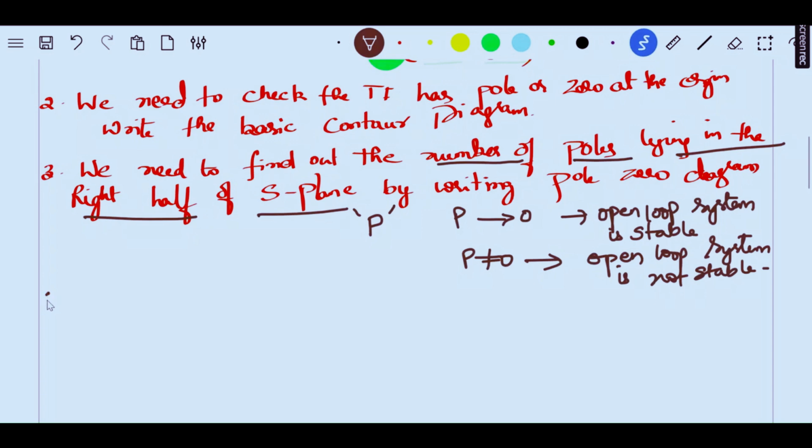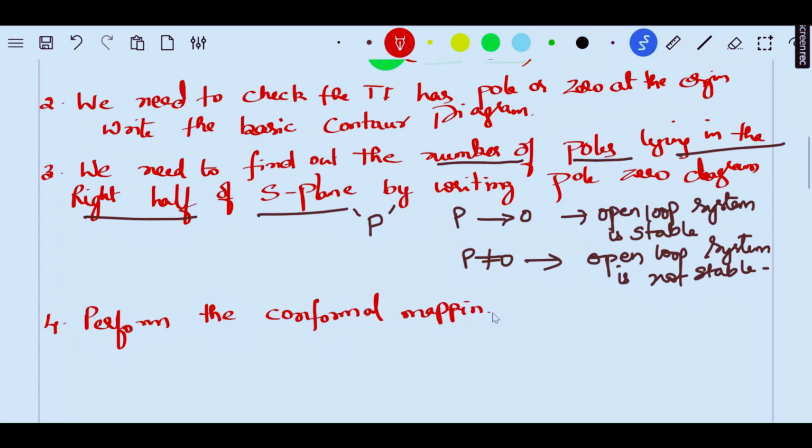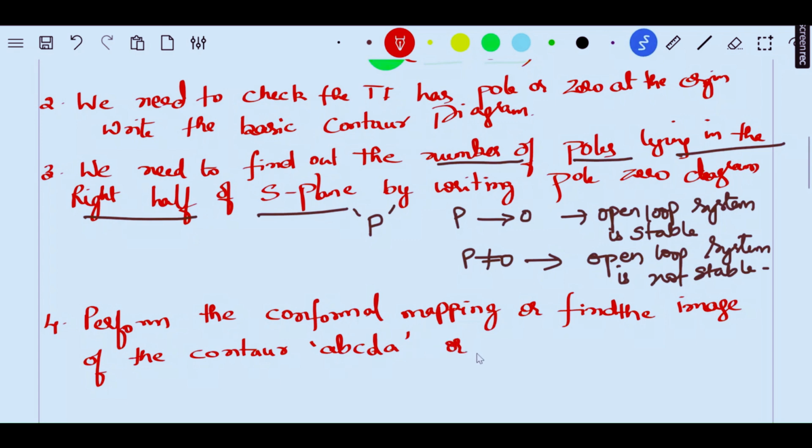Now the fourth step is we try to perform the conformal mapping, or we also say find the image of the contour A B C D A, or A B C D E F and A. So we have two types of contours.